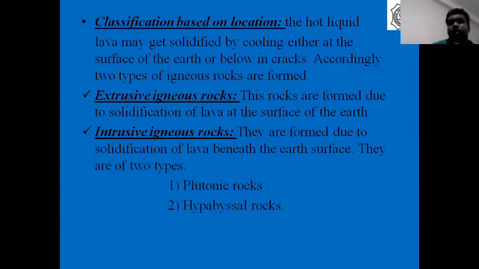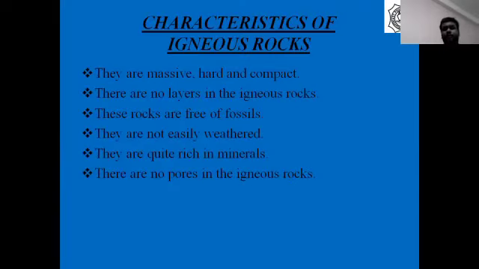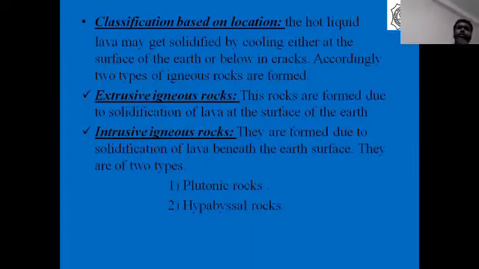Now there are two types of intrusive igneous rock. What are they? They are plutonic intrusive rocks and hypabyssal intrusive rocks. So let us see what this is. Let me tell you what plutonic and hypabyssal igneous rock are.